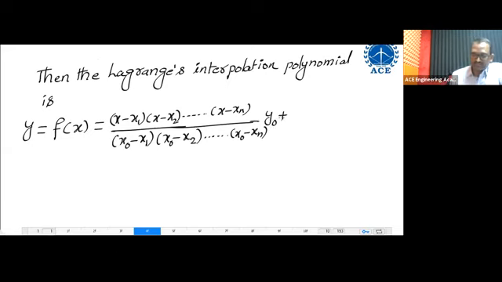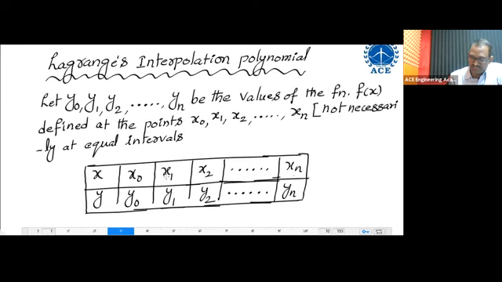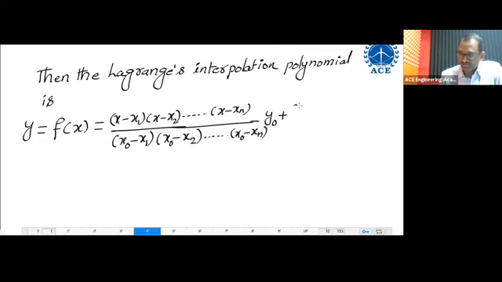We are writing the second term. Tell me the second term. If you are writing the second term, delete the second term. Then numerator should be x minus x naught, x minus x2, and so on x minus xn. And the denominator should be x minus x naught. I will write separately here.